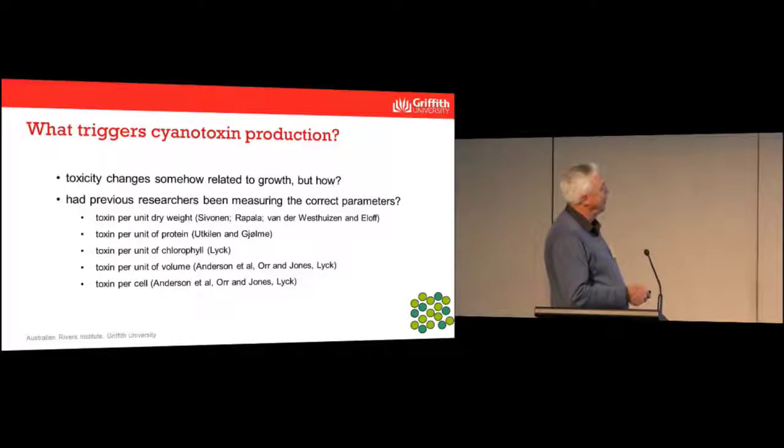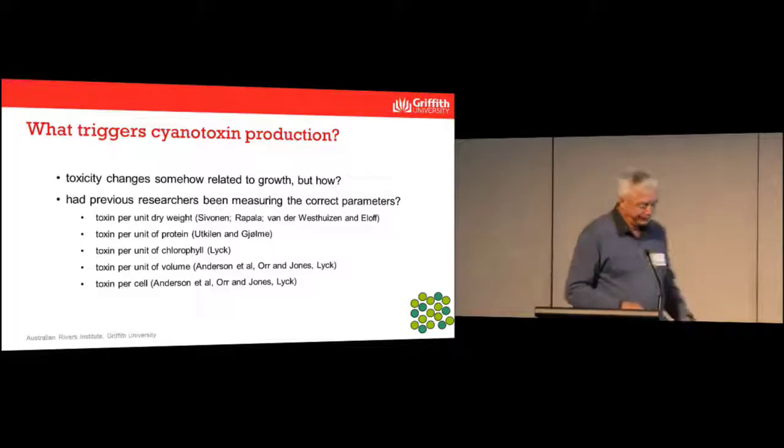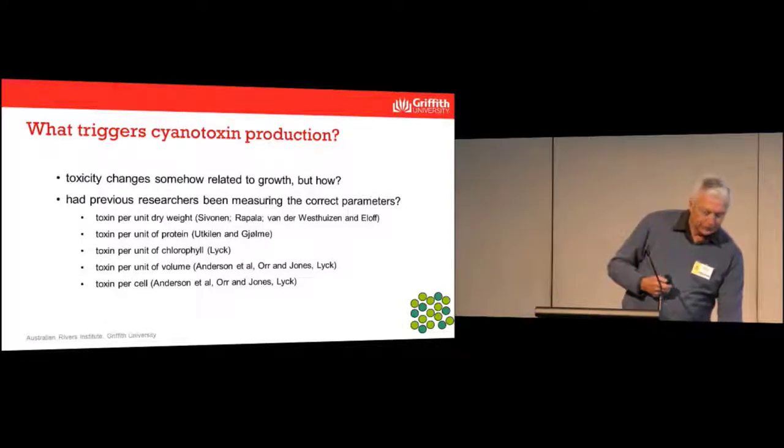There are a number of ways that you can measure toxicity, and a lot of those previous papers actually measured toxin per unit dry weight. So Sivonen, Rapala, Van der Westhuizen and Eloff. Hans Utkilen and Nina Gjølme actually measured it relative to protein. Suzanne Lick measured it relative to chlorophyll, and Don Anderson, measuring saxitoxin production by dinoflagellates, and Gary Jones and myself and Suzanne Lick measured it by both unit of volume and toxin per cell. So there are all these different methods that you can measure toxin production and express it.